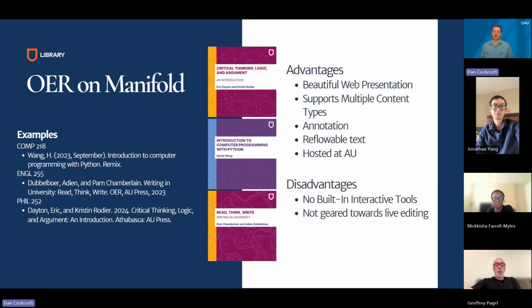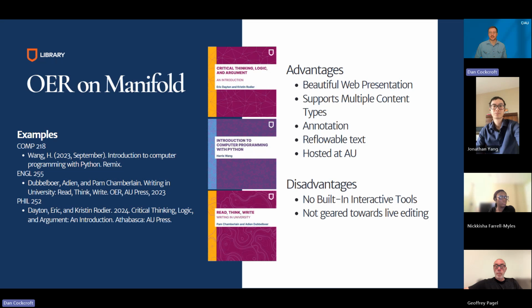The advantages for using Manifold is, well, first of all, they have just a beautiful web presentation. It looks super polished and is super easy to navigate. It supports even more content types than Pressbooks. So I'm trying to think of all the specific ones, but you can read it online. You can download as a PDF. You can download it as an EPUB, HTML, and I think Mobi as well for your Kindle readers. So it's super flexible that way.